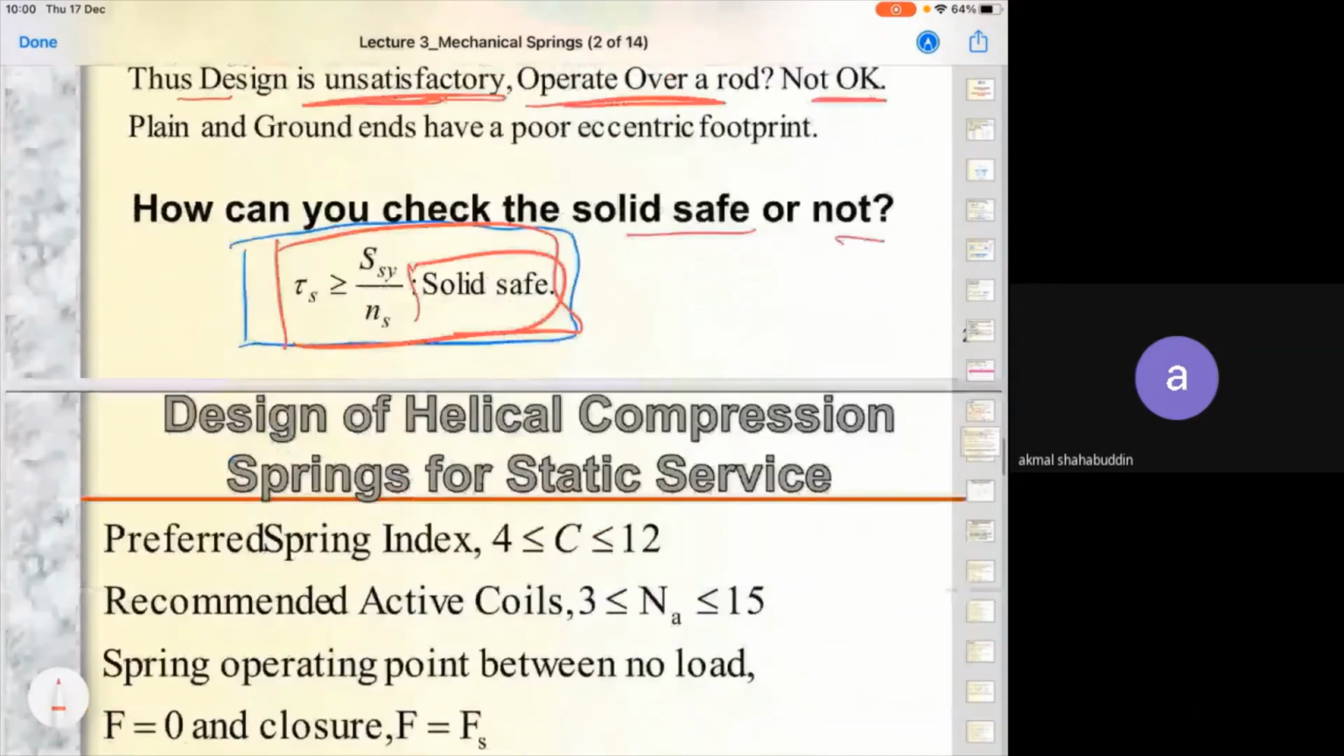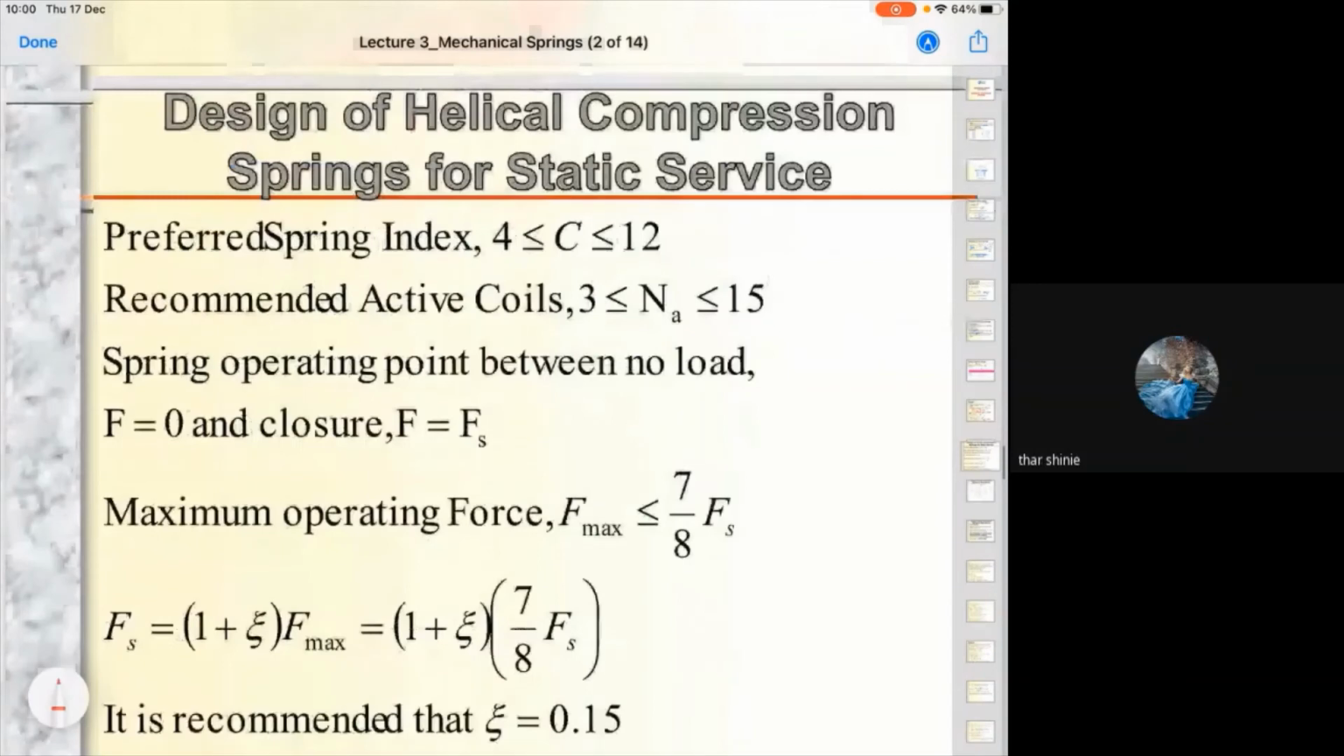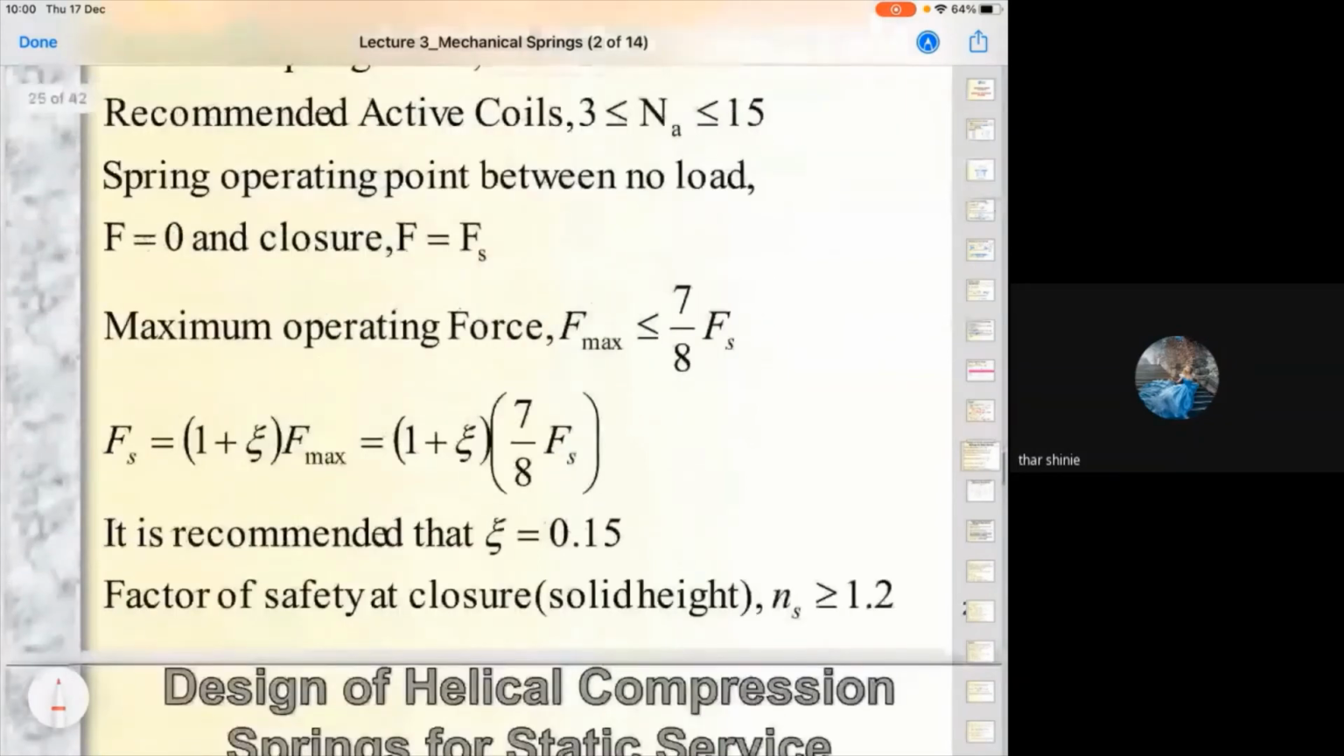Ada soalan tak untuk yang ni? Kita dah pukul 10. Ada soalan guys? Sir, nak dapat NS tu macam mana?